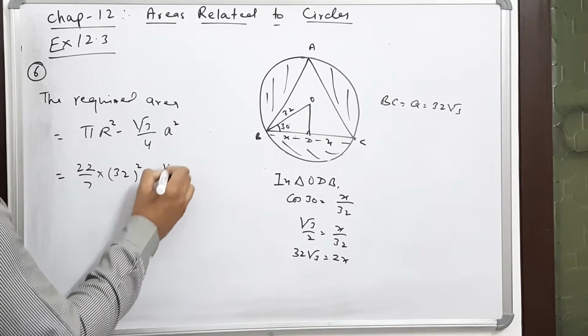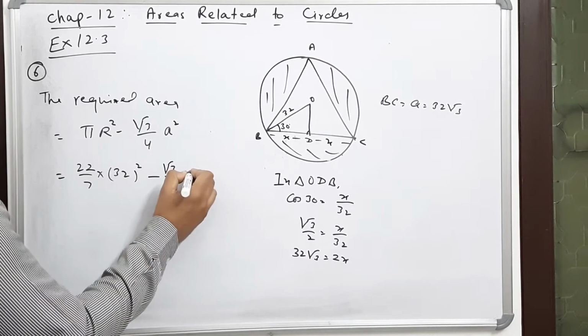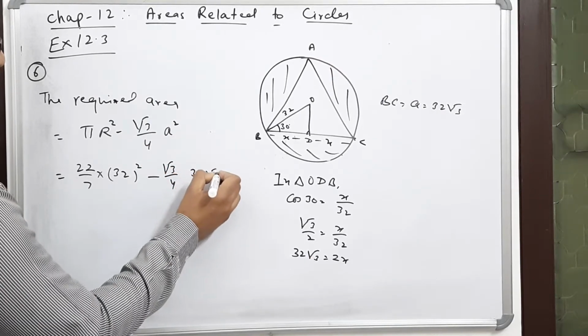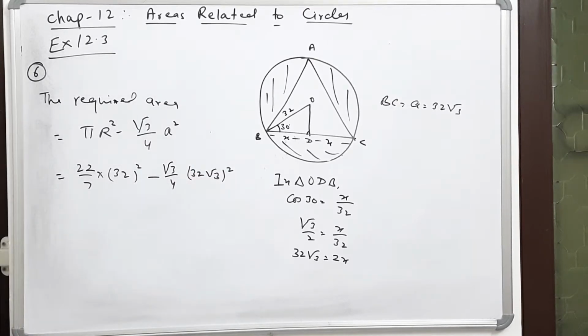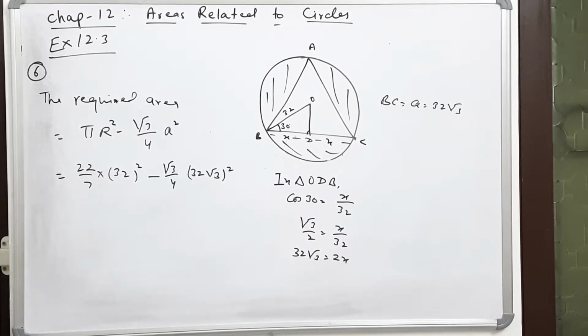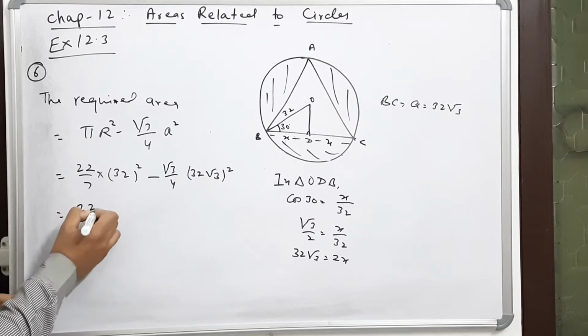Now we'll put the side here: root 3 by 4, 32 root 3 ka whole square. Please see this part. I hope this part is clear to you. It is not required to explain this particular part. If you simplify this and do the calculations, I am writing directly the answer.